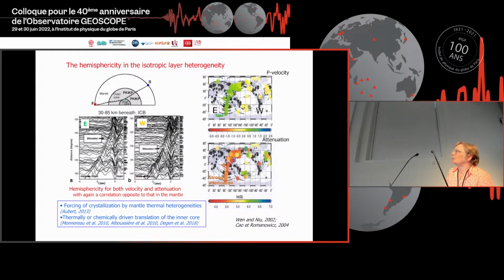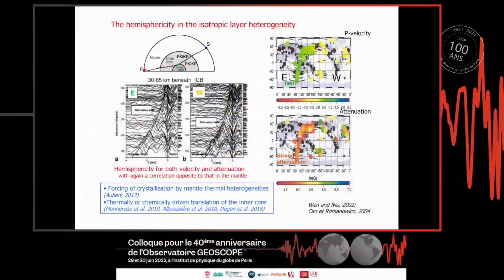Now we come to the isotropic layer, where we observe exactly the same thing. Looking at these two waves, which are one reflected, one transmitted at the inner core boundary, it's clear from this figure from Ben and Moon that the time difference here is larger than here. And as plotted in this figure by Calvet and Romanowicz, we again clearly see the dichotomy between eastern and western hemisphere, both for velocity and attenuation.